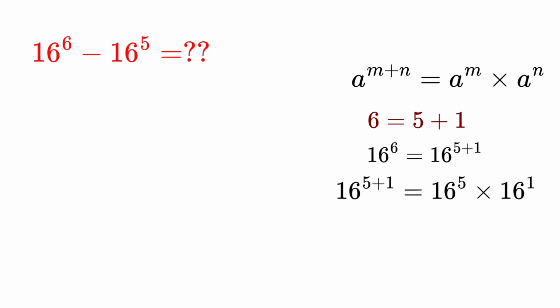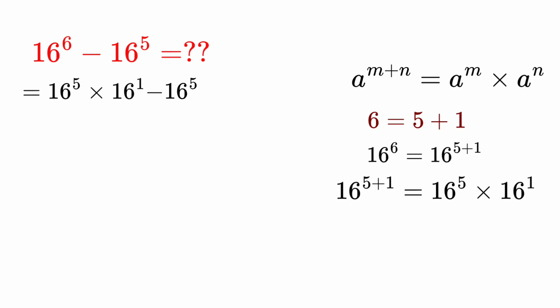Now look at our original problem, that is, 16 to the power of 6 minus 16 to the power of 5. And 16 to the power of 6 equals 16 to the power of 5 into 16 to the power of 1. Now it becomes 16 to the power of 5 into 16 to the power of 1 minus 16 to the power of 5. So, can you see what's common in both terms? Yes, it's 16 power 5.